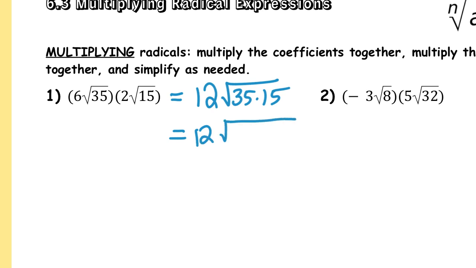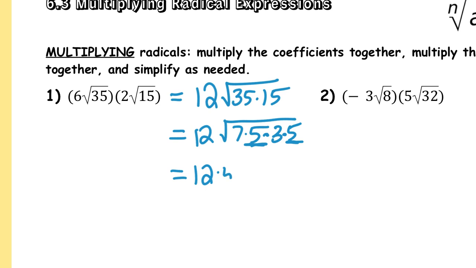What's 35? What are two numbers to multiply to give me 35? Okay, so we got 7 times 5. What are two numbers to multiply to give me 15? 3 and 5. Okay. So do you see any pairs under there? So these two 5s are a pair. So that pair gets to come out.